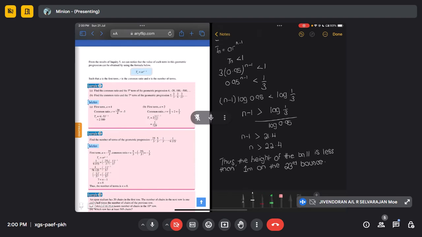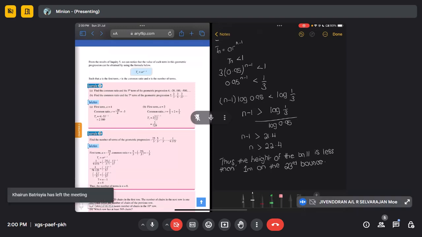So as you can see, the sign changes. The less than changes to more than. Because if you just press log 0.95 in your calculator, the answer is a negative number, which is negative 0.02227 and so on. So when you divide a negative number in an inequality, the sign will change.